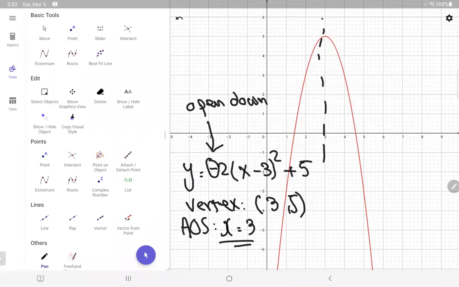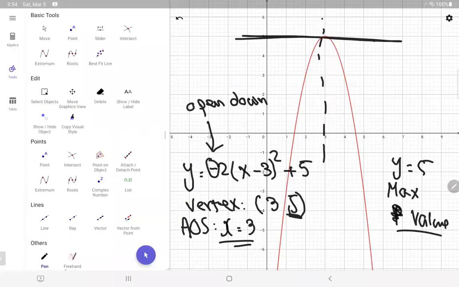What else? This value, the 5, y equals 5, is the max value of the function. The function does not go beyond this. It's exactly the same as when you throw a ball: it goes up, reaches a maximum point, then goes down. So the maximum happens here. Before it was the minimum; when it opens down, we have a maximum.